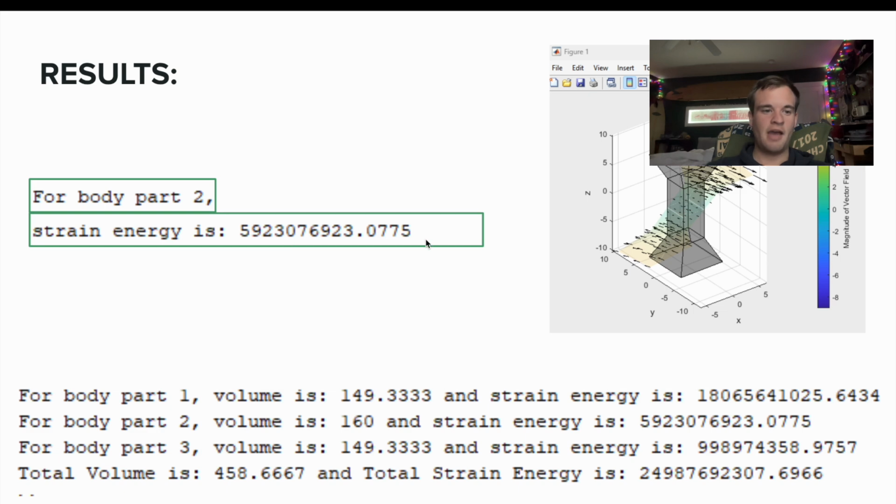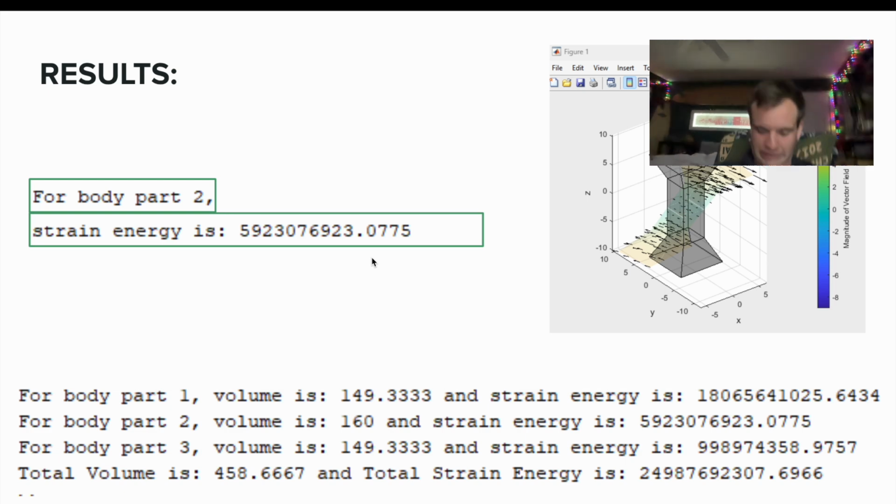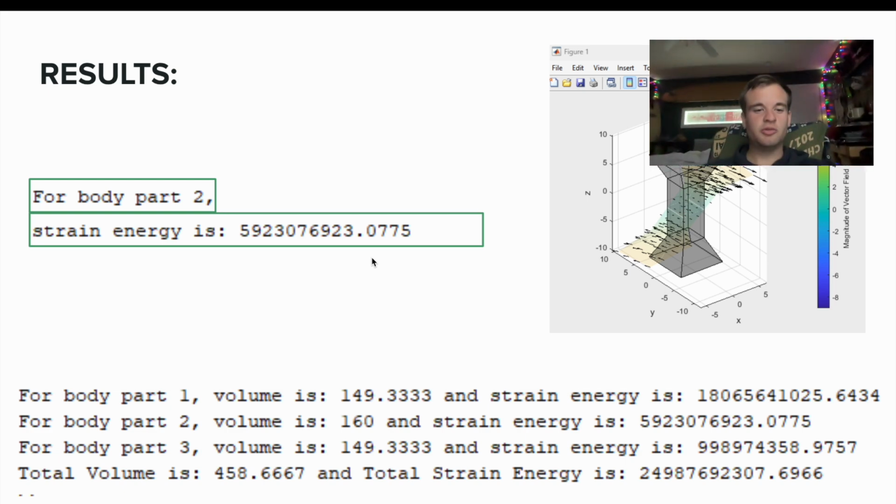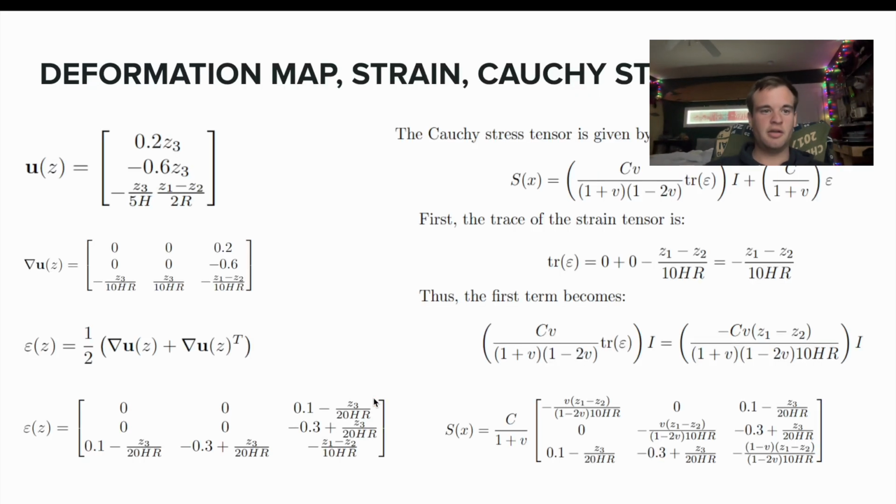I verify by using the second body, the rectangular body, just because it was a little easier to verify with. And I found it to be 5.92 times 10 to the ninth joules. I'm looking at my work right there. And then this was just the total result. So let's look at the work and how we got there.